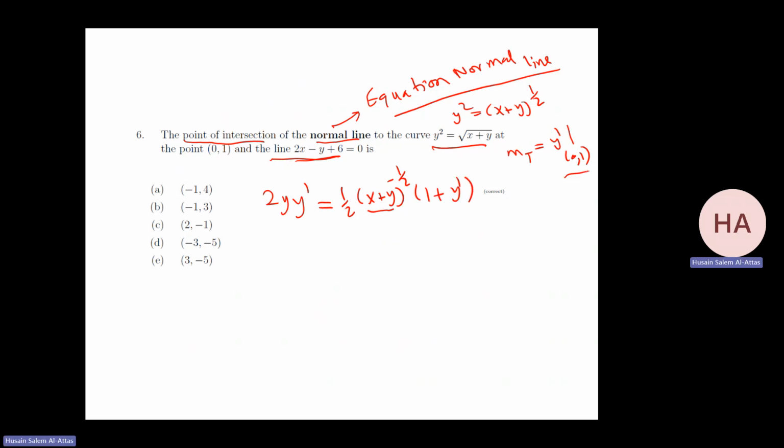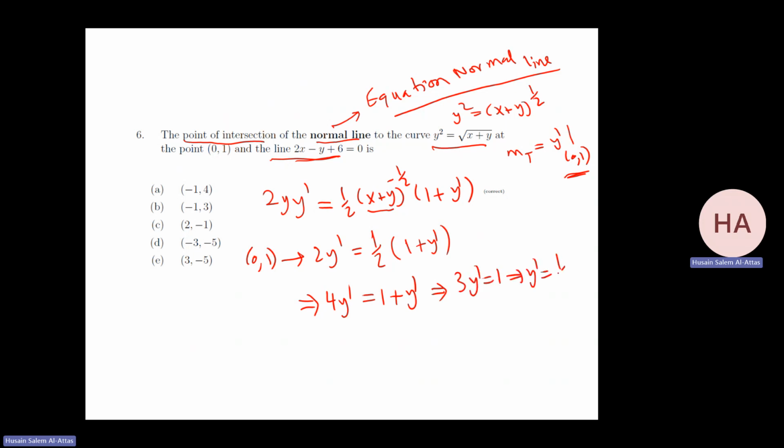Now substitute 0 and 1. 2y prime: x is 0, y is 1, so I have half times 1 plus y prime. Multiply by 2. That will be 4y prime equal 1 plus y prime. So that means 3y prime equal 1. So y prime equal 1 over 3. So the slope of the tangent equals 1 over 3. So the slope of the normal is minus 3.